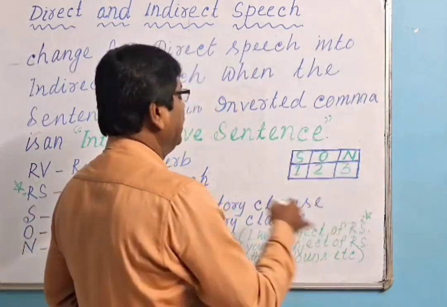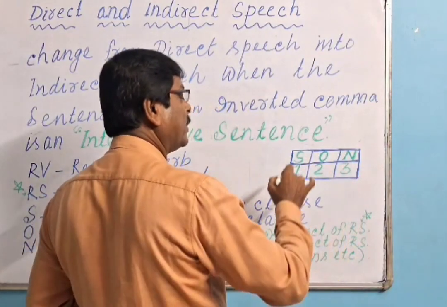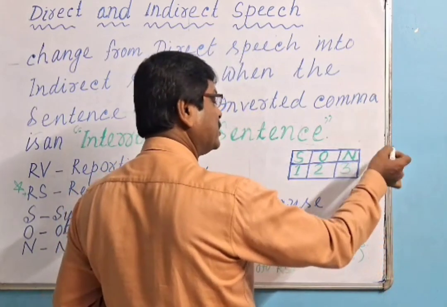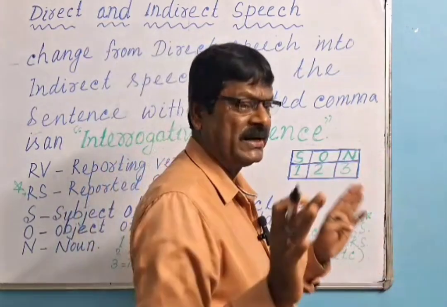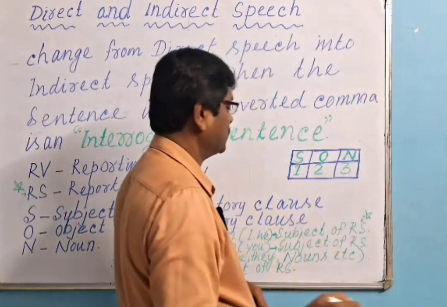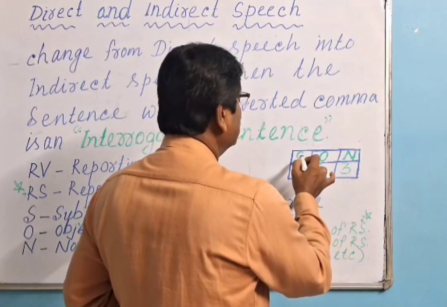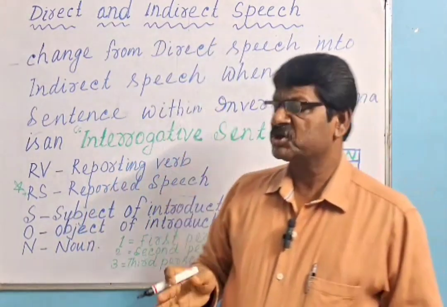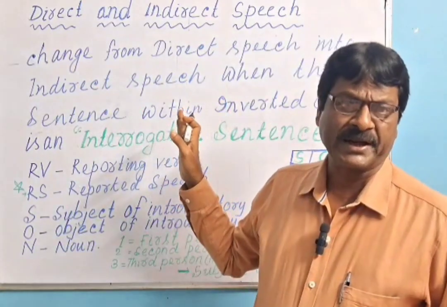I mean S stands for subject of introductory sentence or introductory clause. O stands for object of introductory clause or introductory sentence. N stands for noun, that is subject of the sentence within inverted comma. One stands for first person, two for second person, three for third person. SUN, SON, 1, 2, 3. We have to remember this formula for the smooth conversion from direct speech to indirect speech.